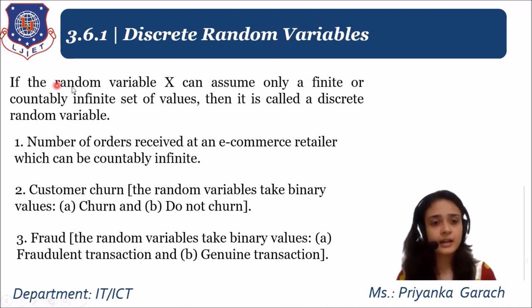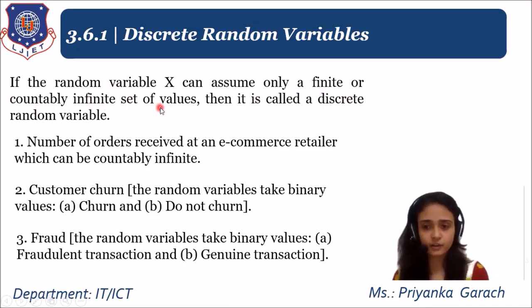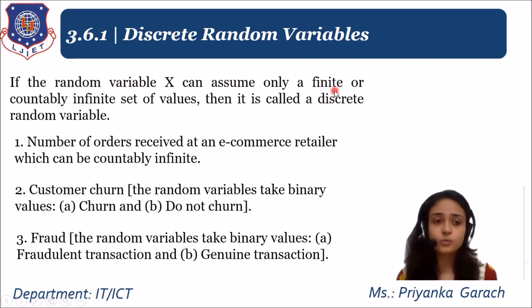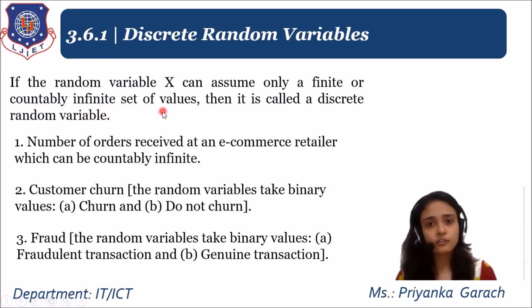If the random variable X can assume only a finite or countably infinite set of values. Now, finite values you all know. What is the meaning of countably infinite values? A countably infinite set of values means there are infinite values of some sort, but you can count them. So such values are included in the discrete random variable.